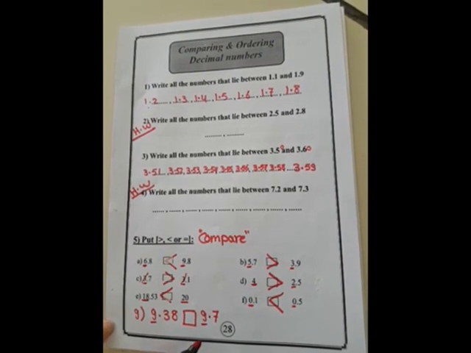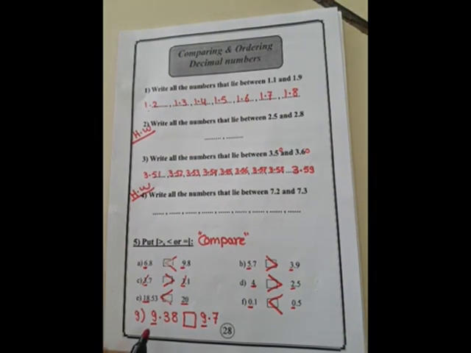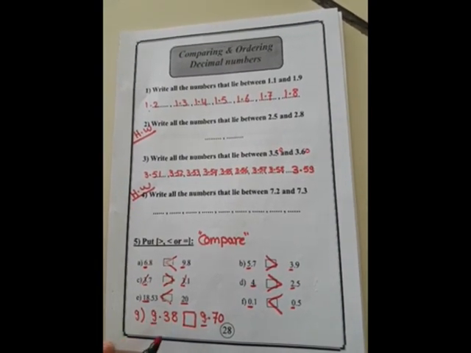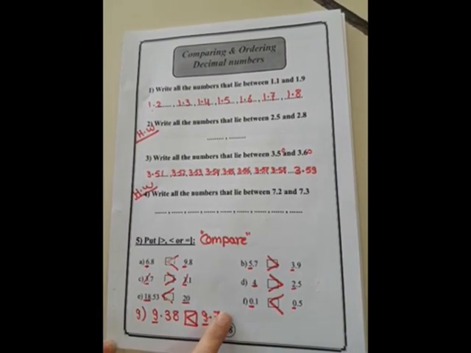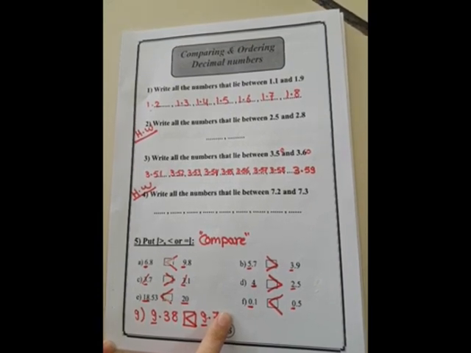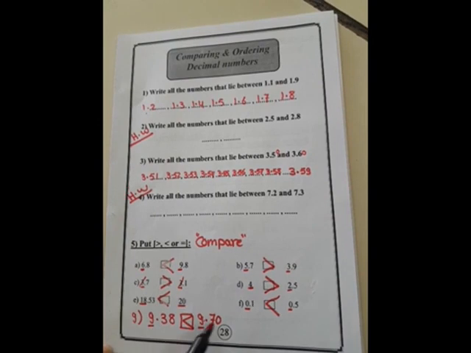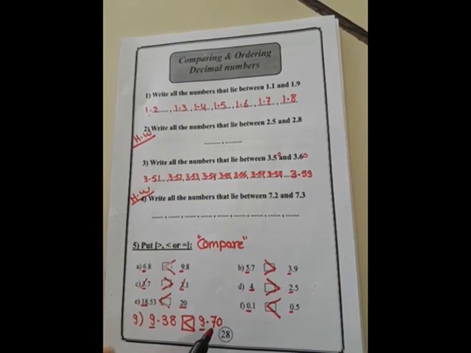Put zeros. We have to put zeros to make after the decimal point 2 digits, and here after the decimal point 2 digits. How? By putting a 0. Here you have after the decimal point 38, but here you have 70. Which one is greater? Of course, the 70 is greater than the 38. But here, 38 is greater than the 7 without balancing, which is wrong. We have to put the 0 to make the balance to compare between the two decimal numbers. Here we have 38 and here we have 70. Of course, the 70 is greater.